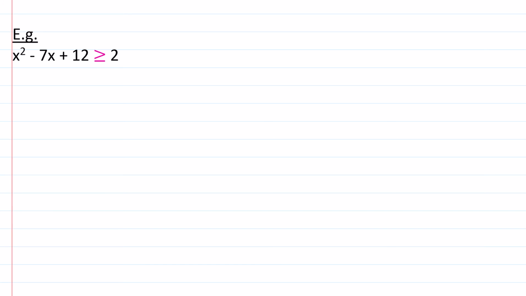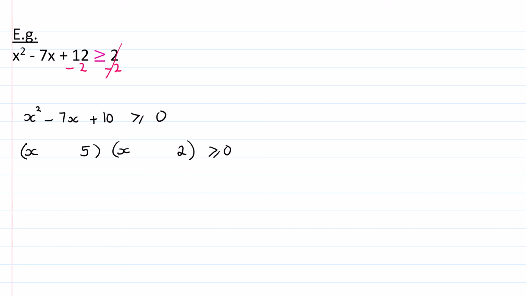Now, just like a quadratic equation, you cannot solve unless it equals 0. It's the same with the inequality. So your first step is to take away 2 from both sides. So this gives us x squared minus 7x plus 10 is bigger than or equal to 0. We factorize: x times x, 5 times 2, both negatives to multiply to make a positive 10. So the critical values are x is 5 and x is 2.